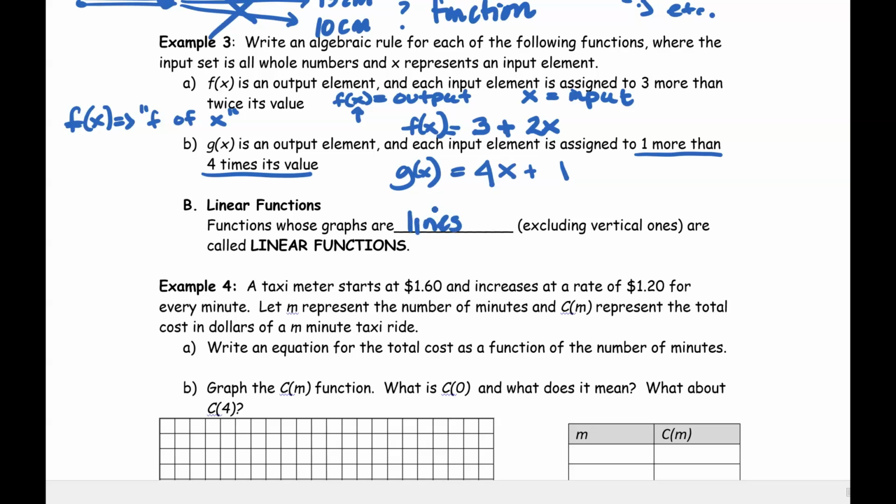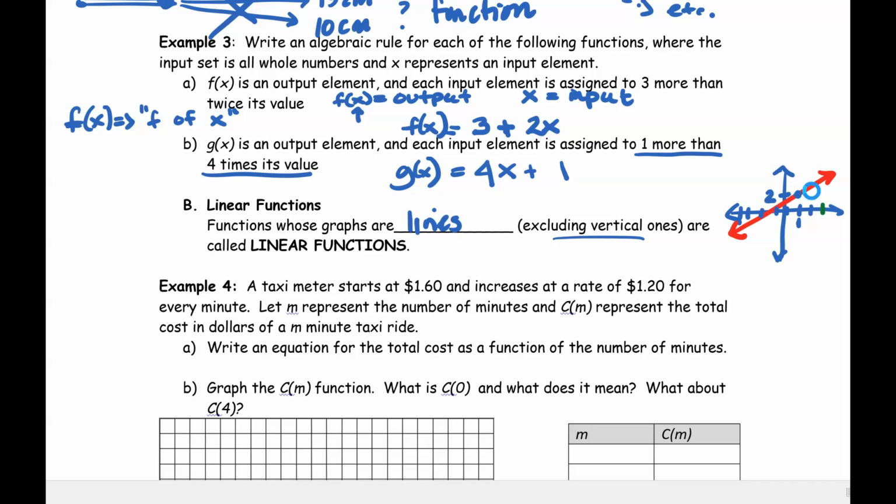Excluding vertical ones are called linear functions, and let's talk about why it's excluding vertical ones. So if we think about what a graph of a line looks like, there's lots of different pictures, but if we think about just our average, I'll just make one up, that red line, that we would call a linear function because each input, so the inputs are on the x-axis, so if we consider each one of these inputs here is assigned to one output. So for example, x equals 1 is assigned to a point on the graph. Let's say this is 2.